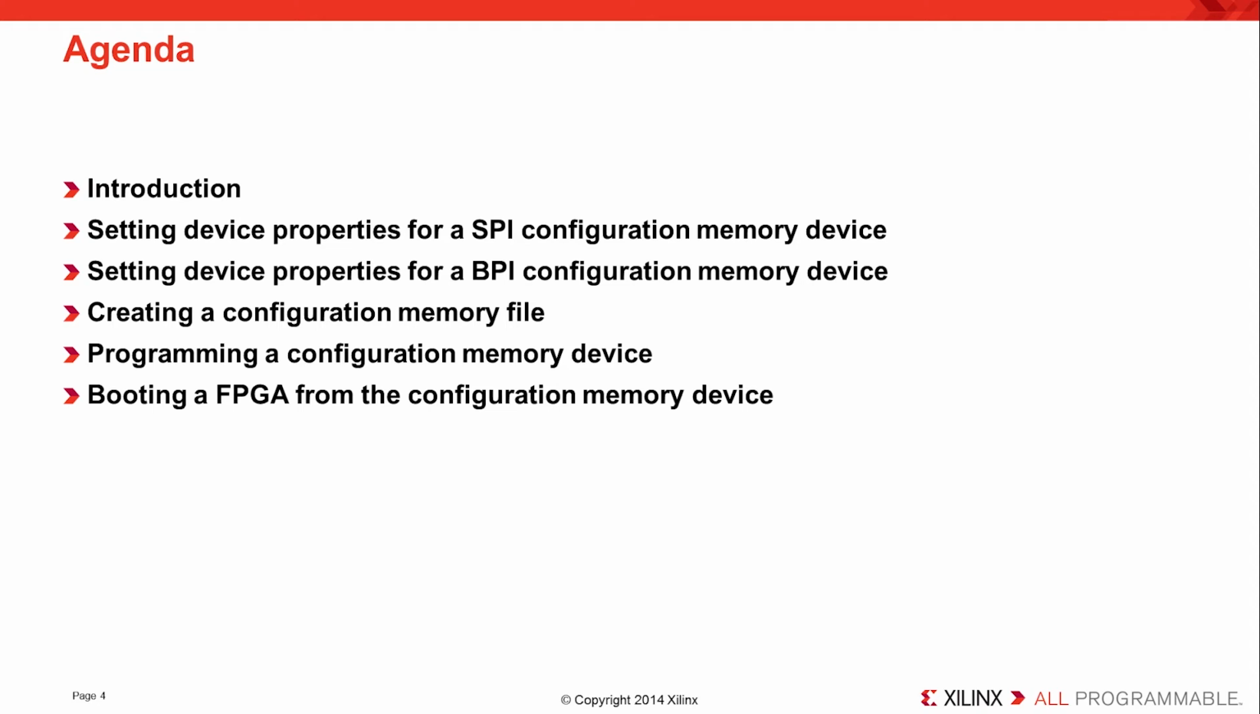We will start with a quick introduction of the new capability in Vivado Device Programmer. We will then look at how you set the correct properties for an SPI-based configuration memory device. We will also examine how to do the same for a BPI-based configuration memory device. Then, we will create a configuration memory file for each type of memory. After we have the correct memory file, we shall use it to program the configuration memory device that is available on the KC705 board. Finally, we'll ensure that we can boot the FPGA from this device.